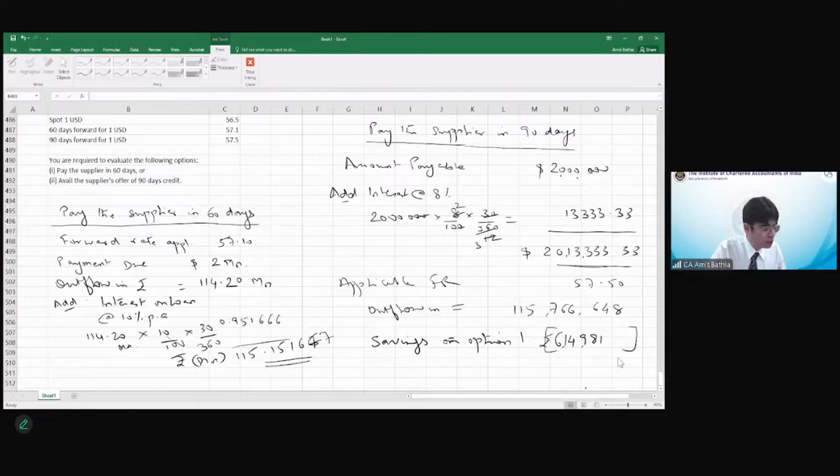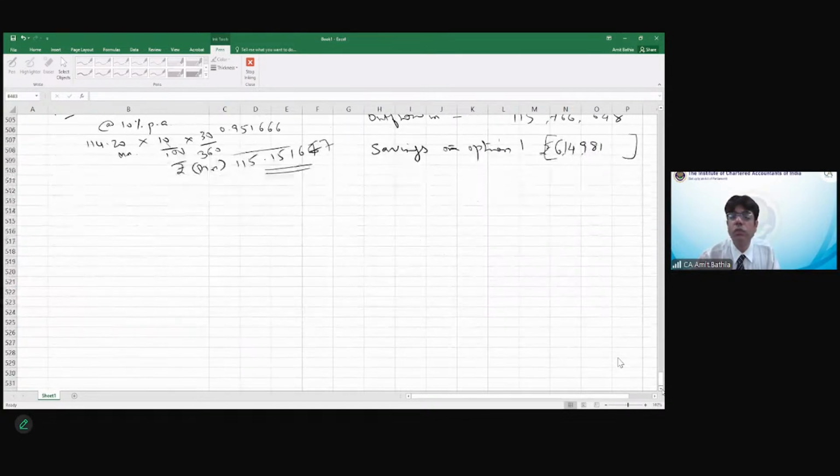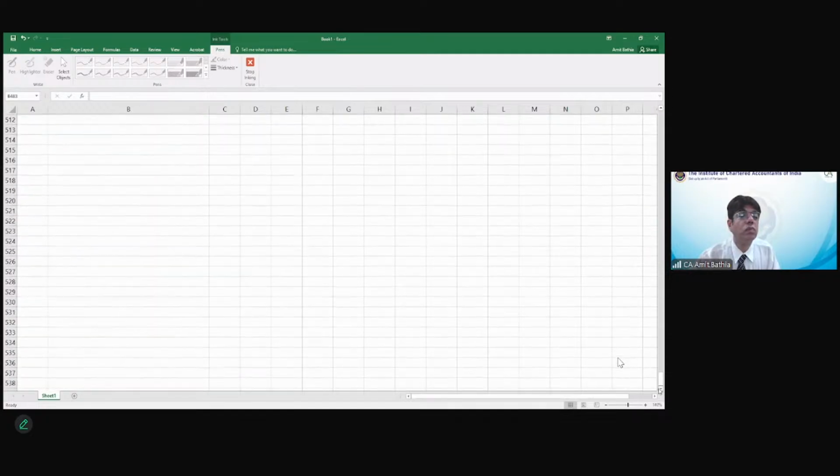Now there are some other questions also on hedging, but they will take slightly longer time. So I will discuss one concept of vostro, nostro, and loro. What is the concept of vostro, nostro, and loro? Any ideas?